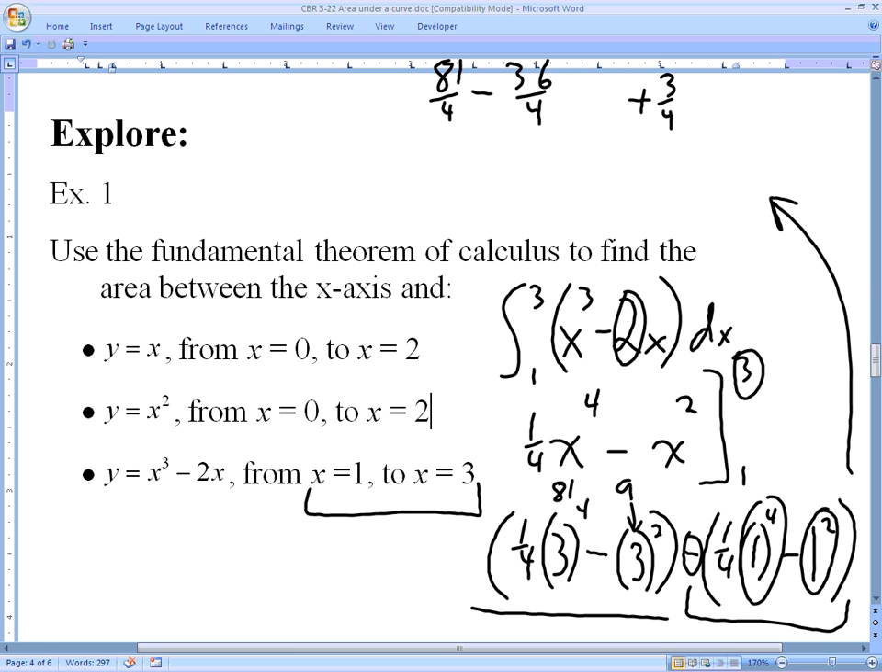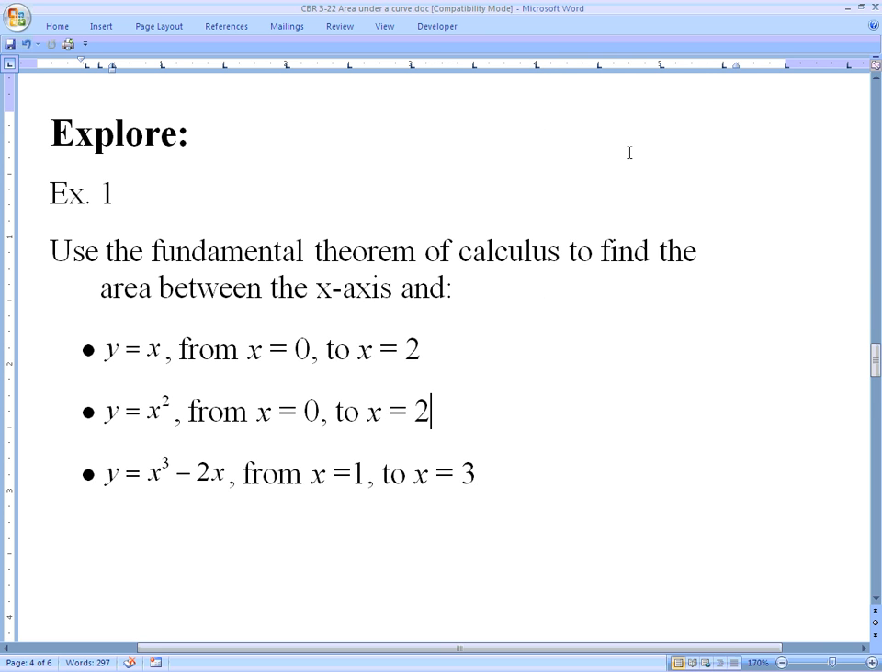Okay, so it's just time to simplify. 81 minus the 36 gives me 45/4 plus 3 more gives me 48/4, which reduces to 12 units squared. All right, fundamental theorem of calculus. One more problem.